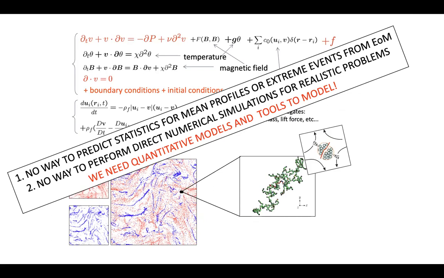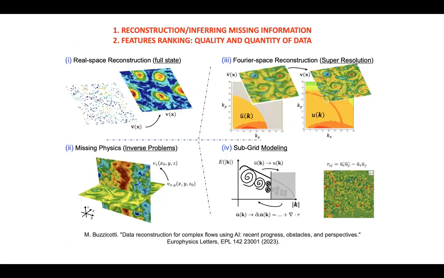So this is just to motivate, it's a very long introduction, just to motivate the fact that this is a field where you need models, and eventually you need data-driven models. So what are the data-driven approaches that I will briefly discuss, which might be of interest for this community? Well, I call them inverse or inferring missing information, which can be declined in many different classes. The simplest, the one that I will discuss, is when you have a partial observation: you know the flow in some points and you want to reconstruct the whole field.